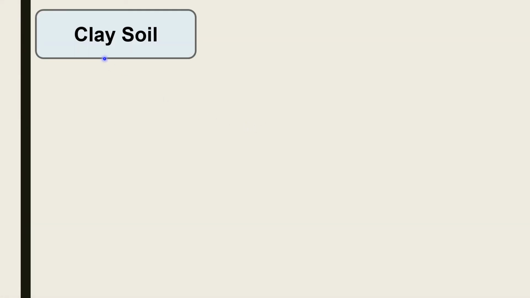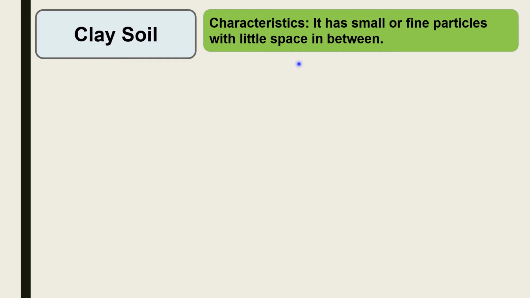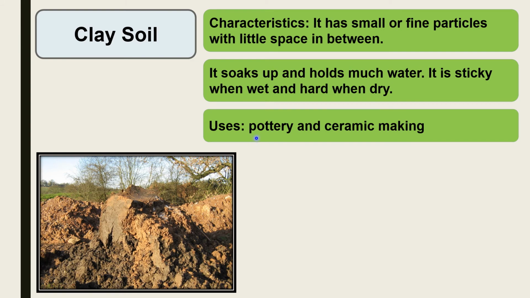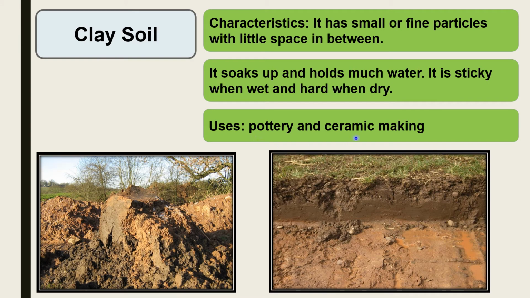So another type is clay soil. Clay soil has fine particles with little space in between. So it soaks up and holds much water. It's sticky when wet, and hard when dry. So its main use is pottery and ceramic making. So these are the examples of clay soil.